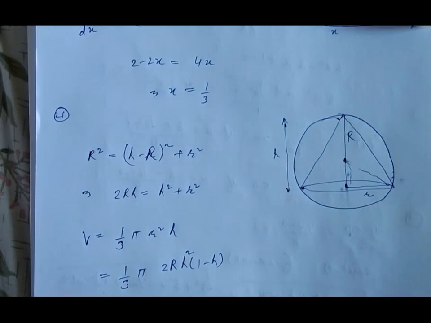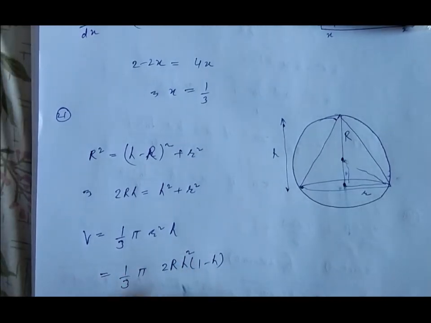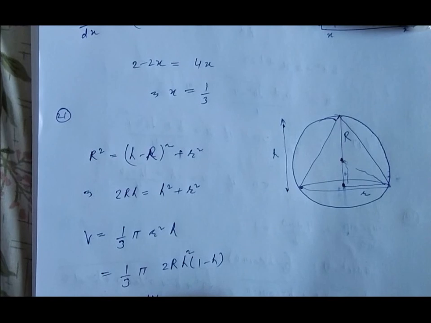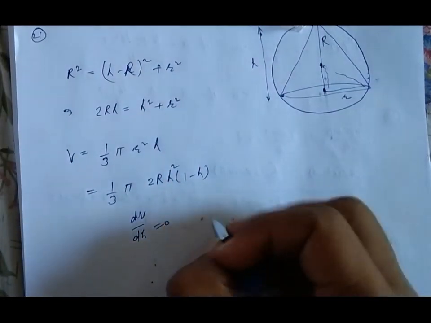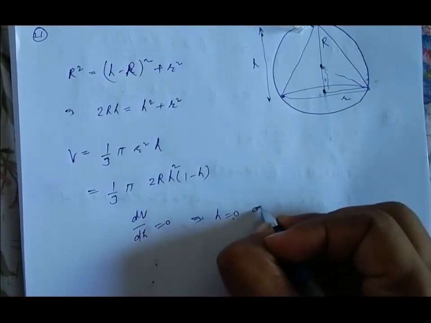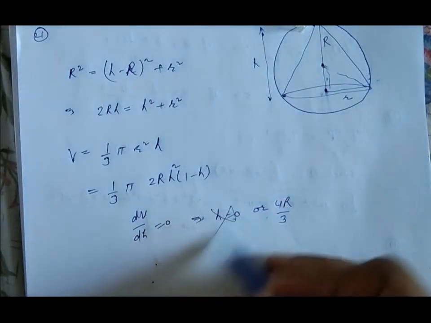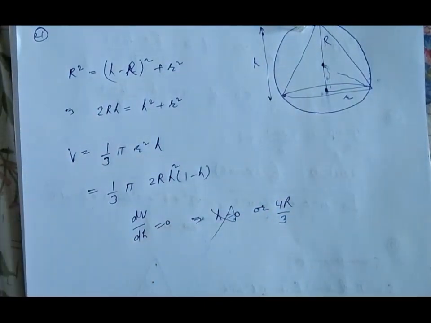So if we need to find out the greatest volume for this, dV by dh should be equal to 0. If dV by dh is equal to 0, this implies h is equal to 0 or 4R by 3. h cannot be equal to 0, and hence h is equal to 4R by 3.